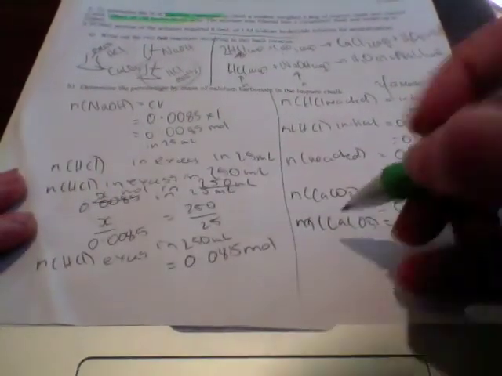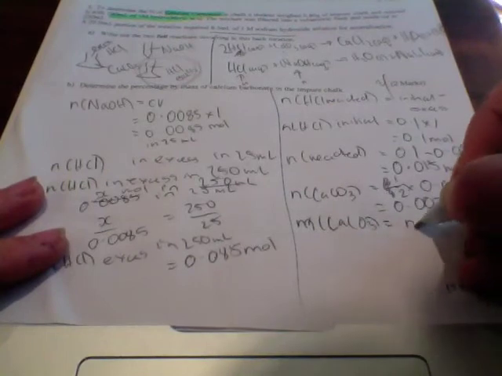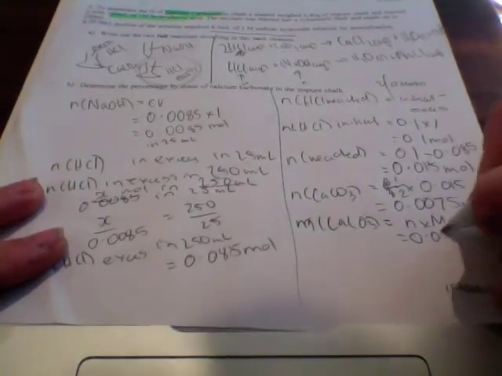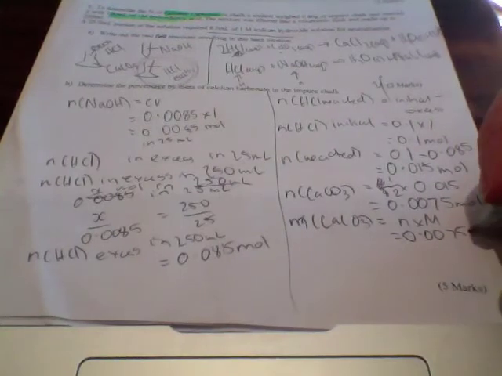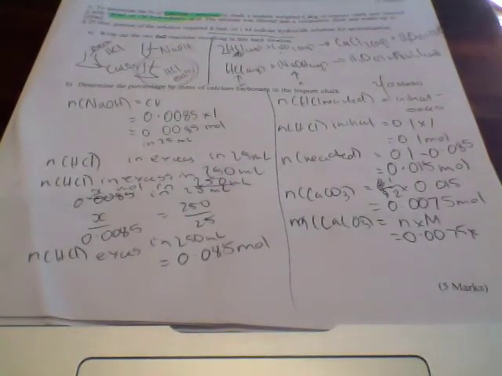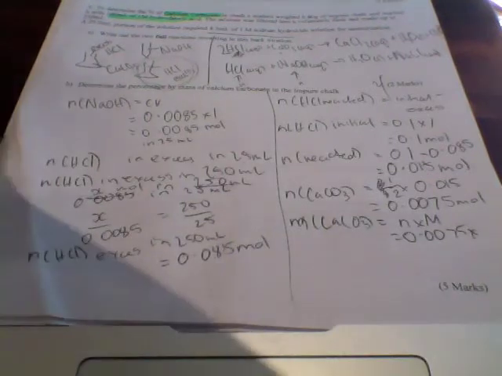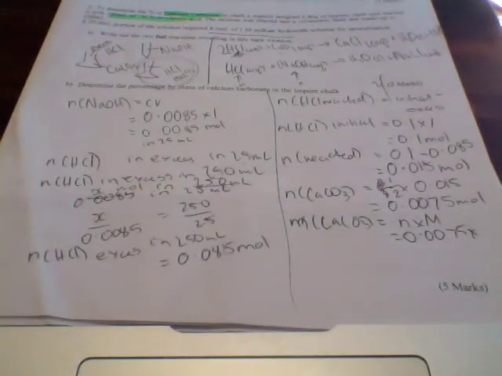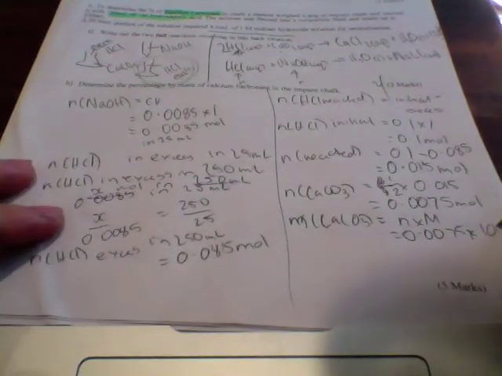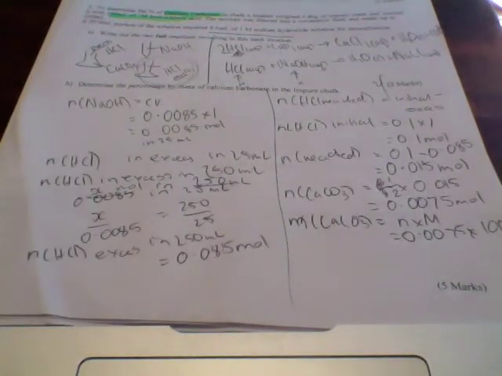It'll be made up of salts and all different things. So the mass of calcium carbonate equals n times M equals 0.0075 times, well, calcium is 40.1 plus 12 plus 48, equals 100.1, times 0.0075.